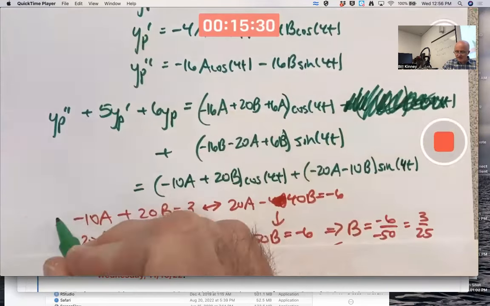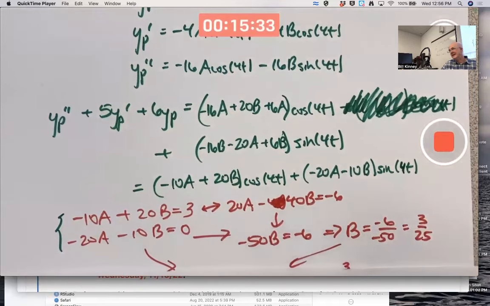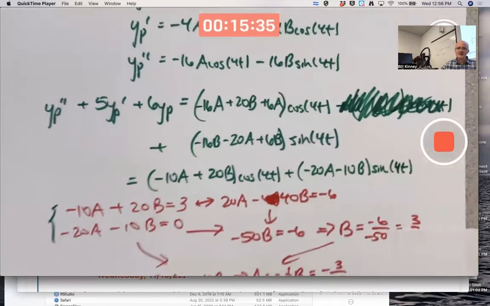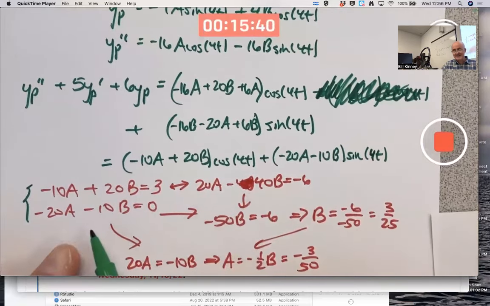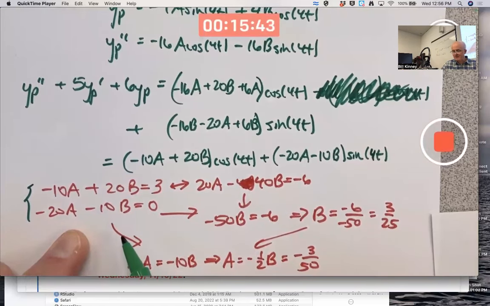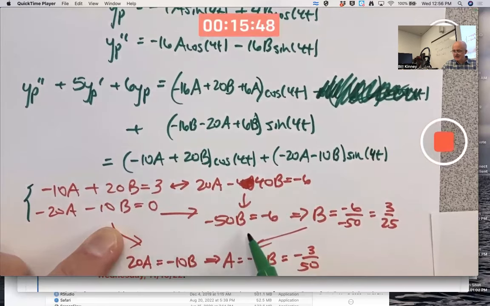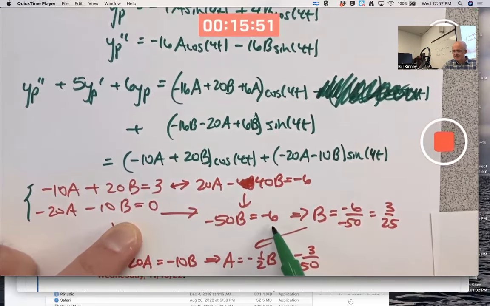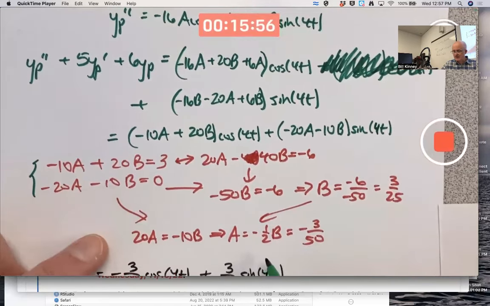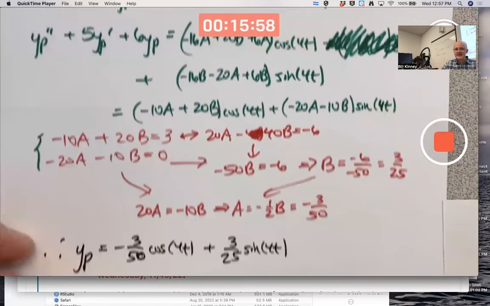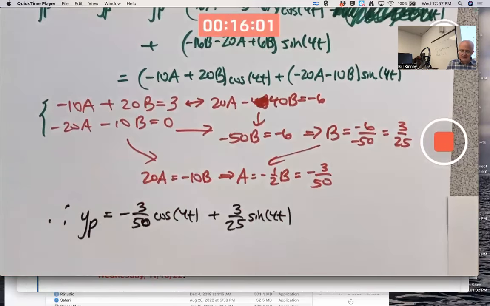And we could certainly put it in a matrix and do row operations, but you don't need to if all you're after is an answer. What I did is I multiplied the first equation by negative 2 and added it to the second equation. Effectively, I was doing a row operation to get rid of the a terms. Negative 40b minus 10b is negative 50b. Negative 6 plus 0 is negative 6. B ends up being positive 3/25. And then if you solve for a using either one of these equations, a ends up being negative 3/50, giving you a final answer, yp to be negative 3/50 cos 4t plus 3/25 sine 4t.